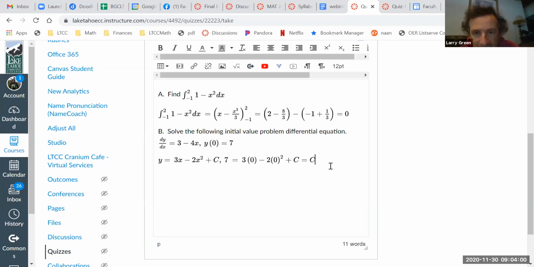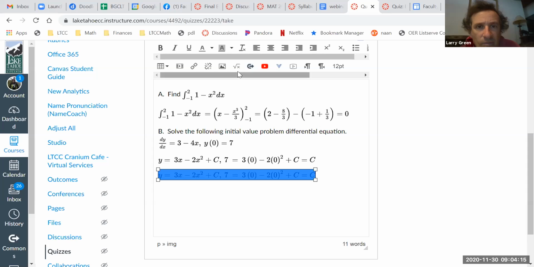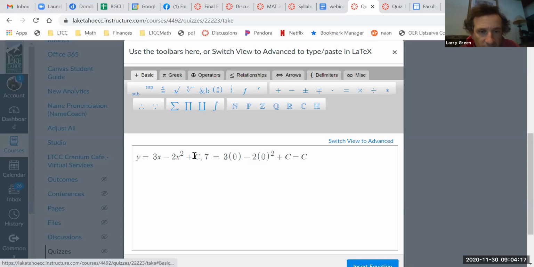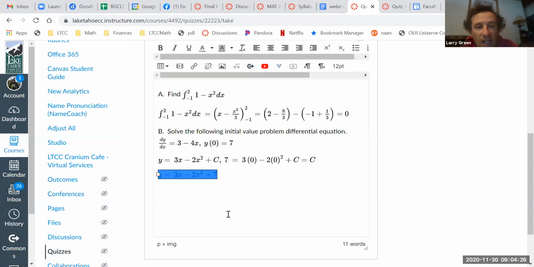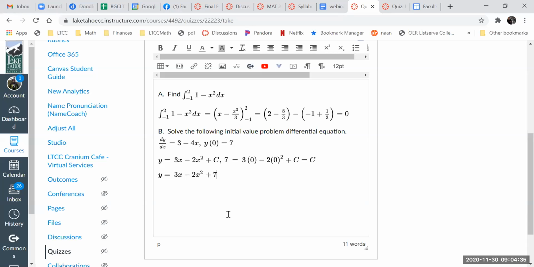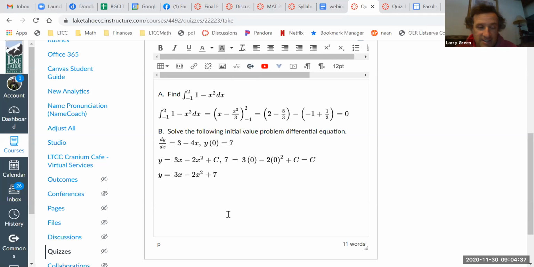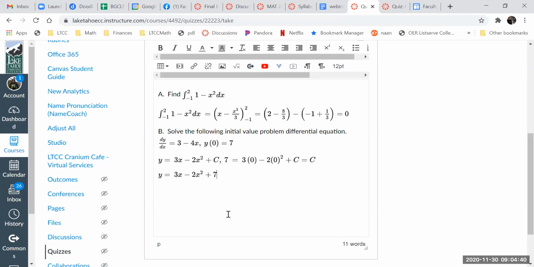So now we're ready to answer our question, and that is, what is this function? Well, we know c is 7, so we just plug in. So c is 7, so where I see a c, I put a 7. And that's the answer. Any questions at all in the quiz? No. Okay. This isn't too hard, is it? This seems pretty easy and straightforward.